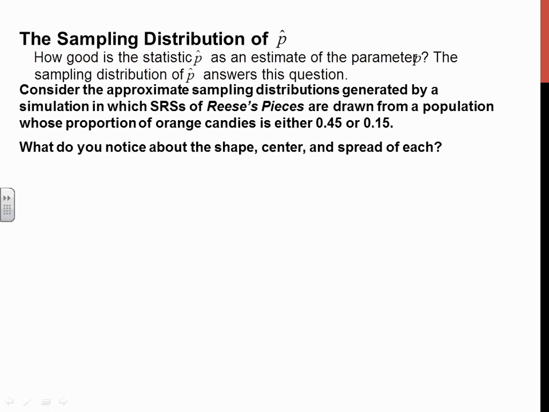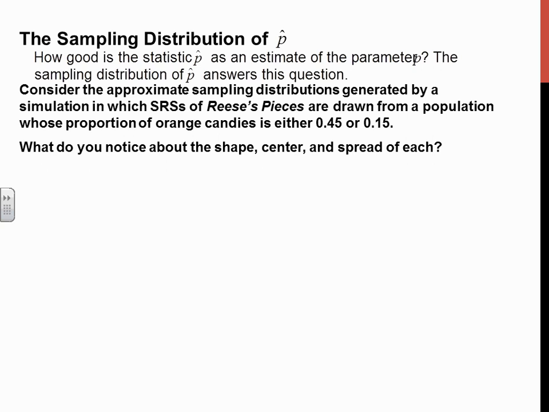Okay, so the sampling distribution of p hat. How good is the statistic, remember, p hat as an estimate of the parameter p? The sampling distribution of p hat answers this question. Consider the approximate sampling distributions generated by a simulation in which an SRS of Reese's Pieces are drawn from a population whose proportion of orange candies is either 0.45 or 0.15.